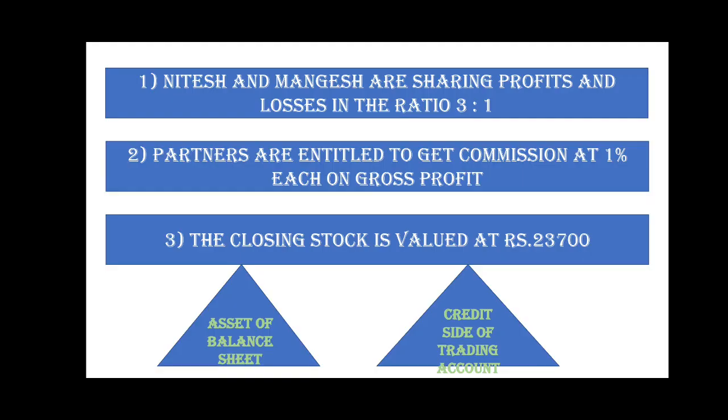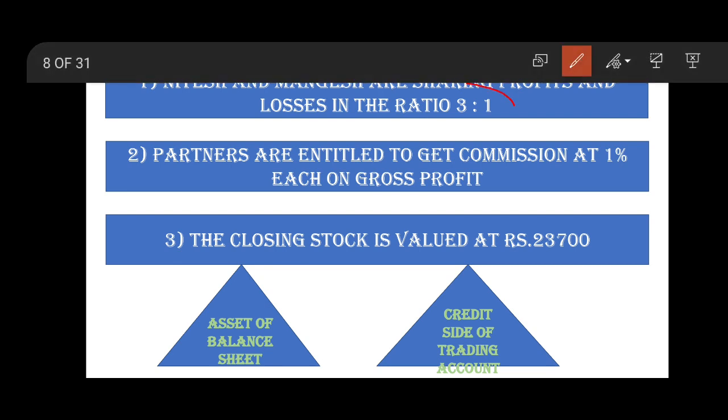The first is about profit sharing ratio. You are given with 3:1, keep it in mind. And then partners are entitled to get commission on gross profit. So whenever we get gross profit, means after closure of trading account we get gross profits, we will go for 1% commission on it.